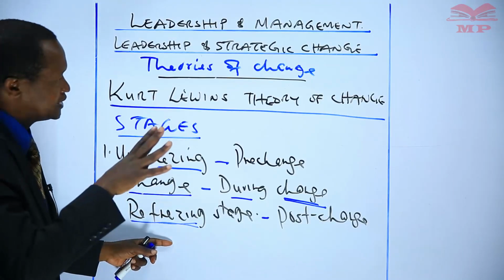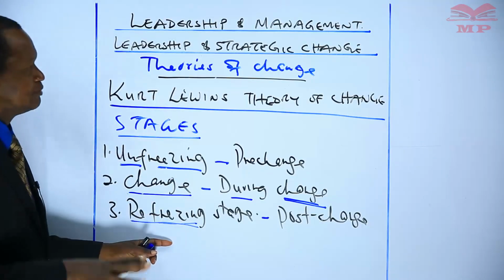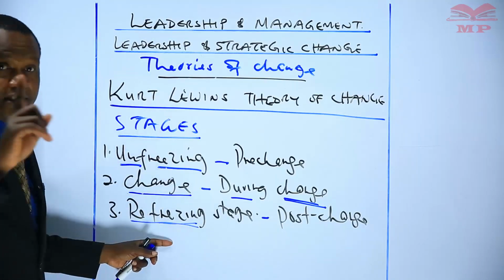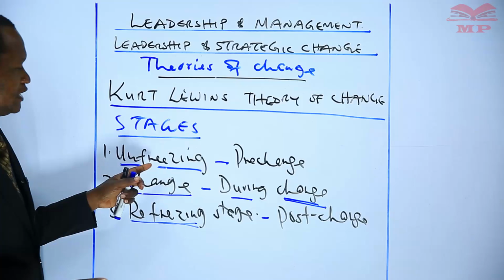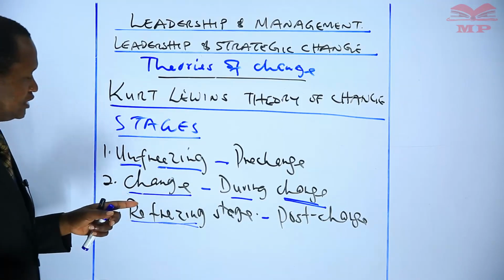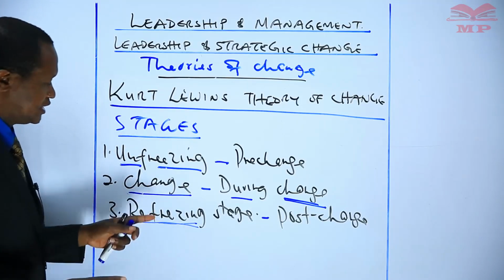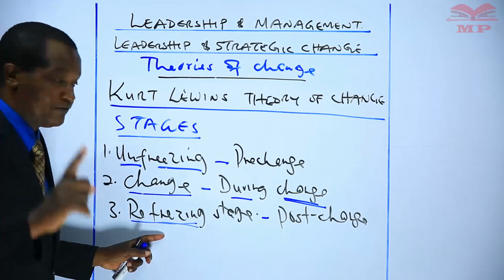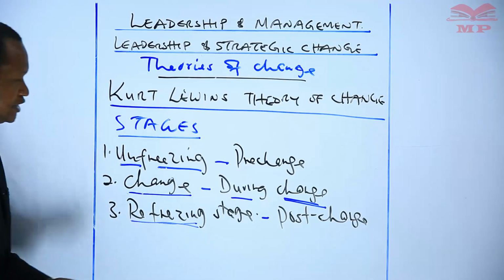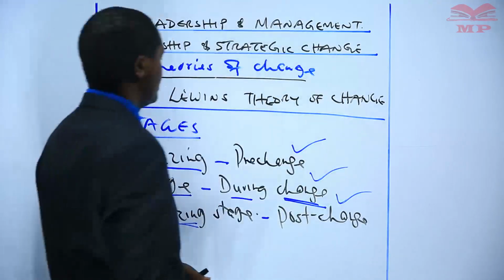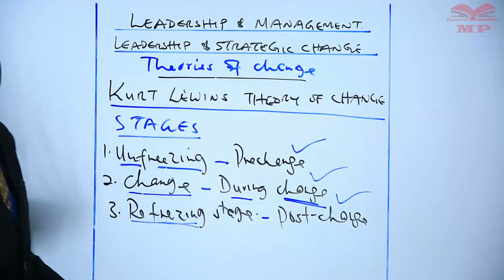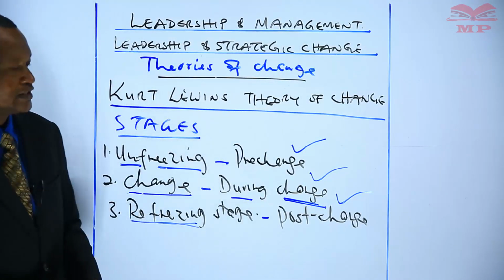So this is a simple change management model that comprises 3 stages: the unfreezing stage, the change phase, and the refreezing phase. 3 stages. 1, 2, 3. And candidates, the Kurt Lewin theory of change is as simple as that.